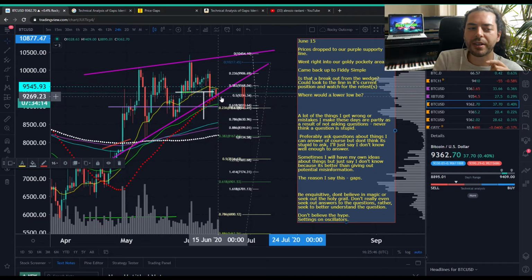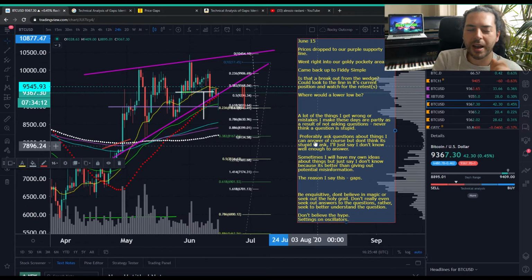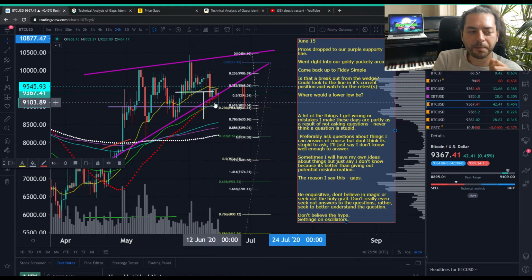Now, incidentally, I wrote all these notes out, all of them, before actually looking at the price action in any detail. And especially these ones down below, which I wrote before this price action even happened.